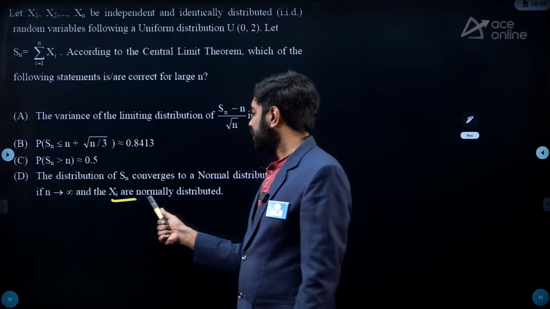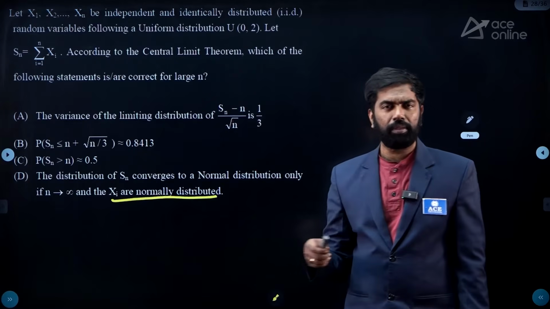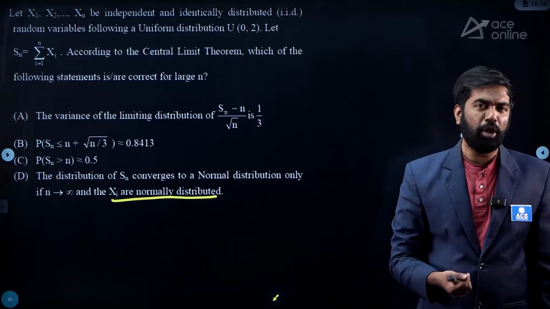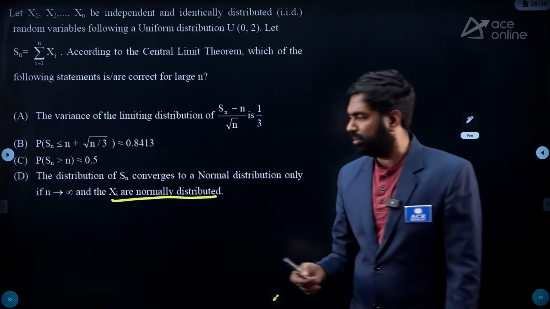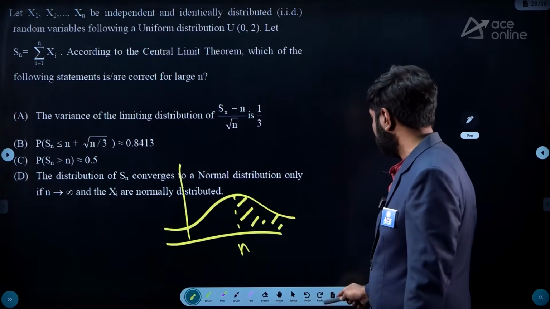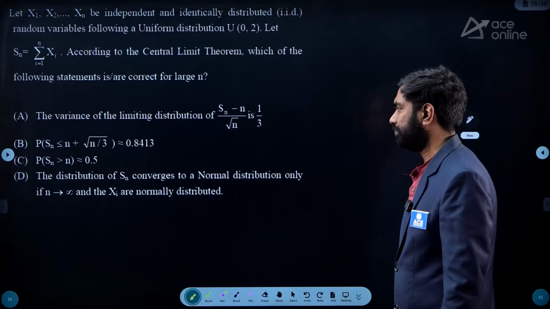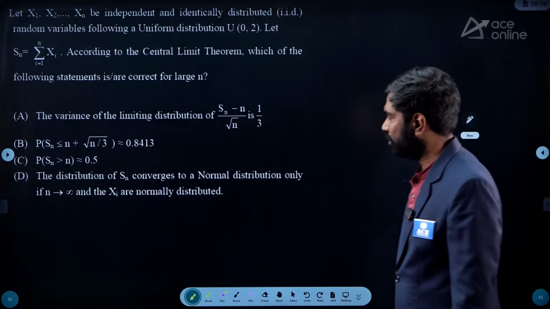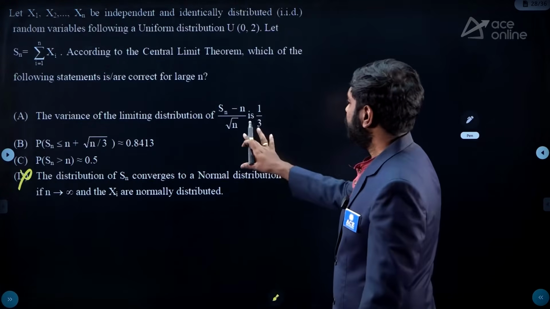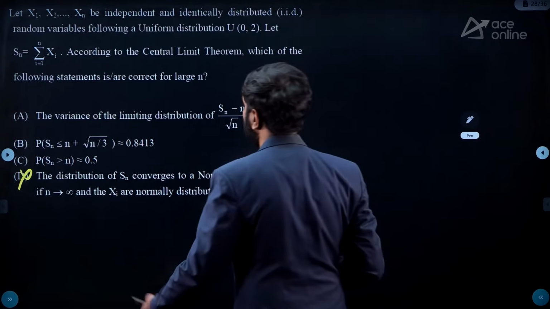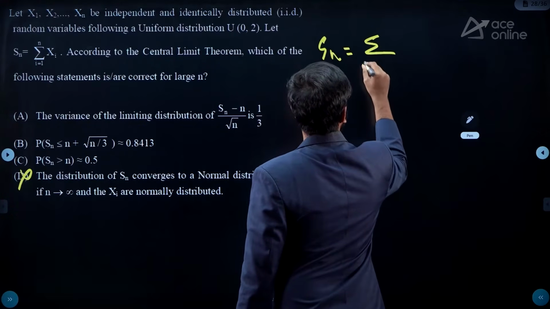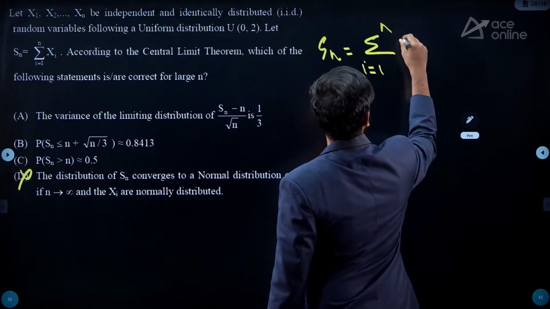Now from the central limit theorem, it's very clear that when you are looking at the sum of IID random variables, xi need not be a normal random variable. It can have any distribution. So without any analysis, option D is definitely a false option. Option D is gone, so there is no need to work on this. Now the question is about A and B. See, it's an MSQ. What is Sn? Summation i from 1 to n of xi.